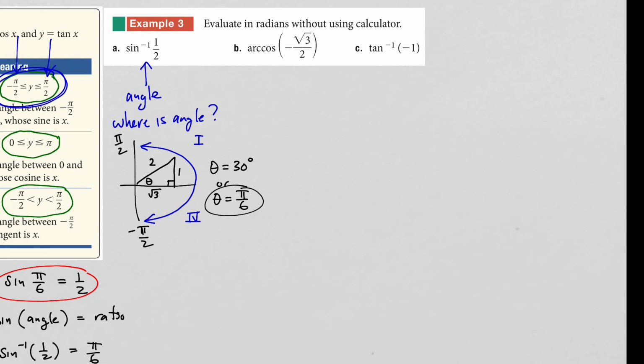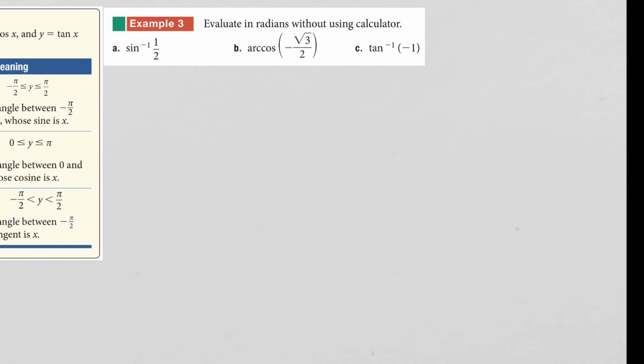But the important thing is when you draw your picture for that angle, you have to draw it in the correct quadrant. You can't draw it in the second or third quadrant because inverse sine doesn't give you an angle in the second or third quadrant. Let's take a look at the next one.